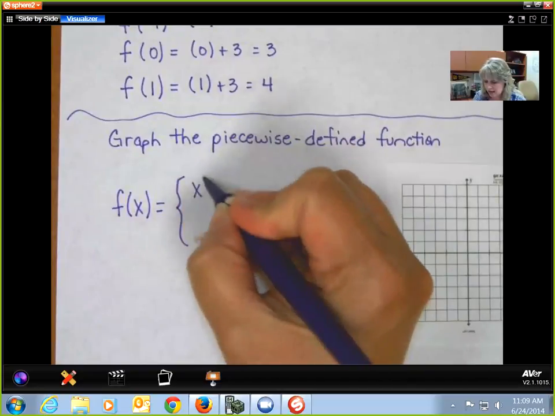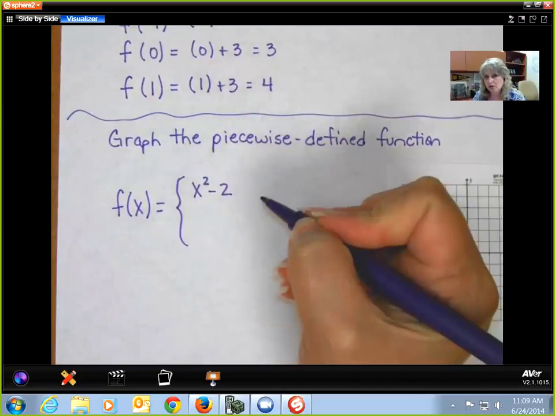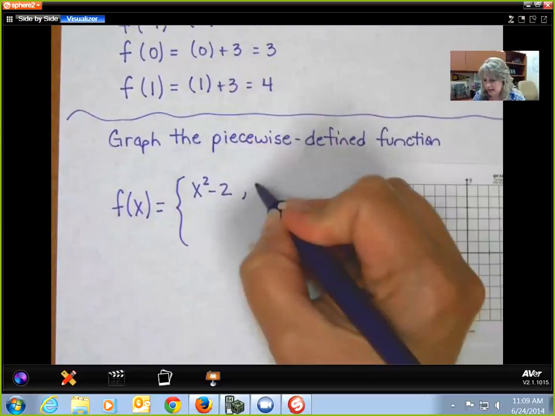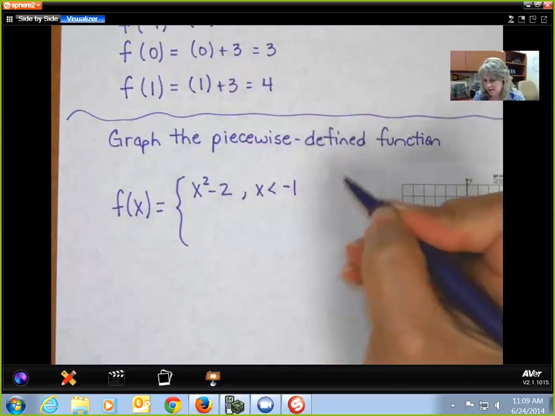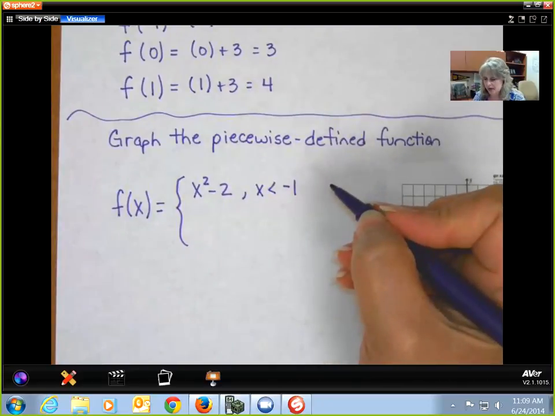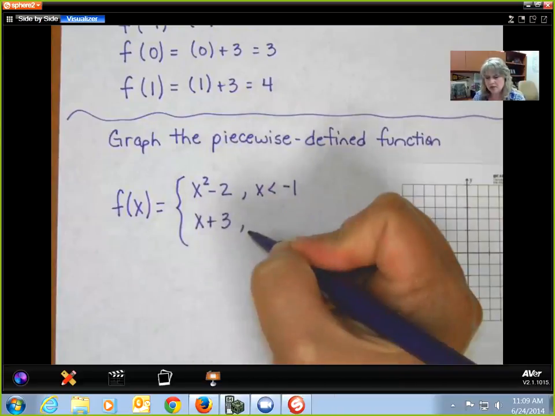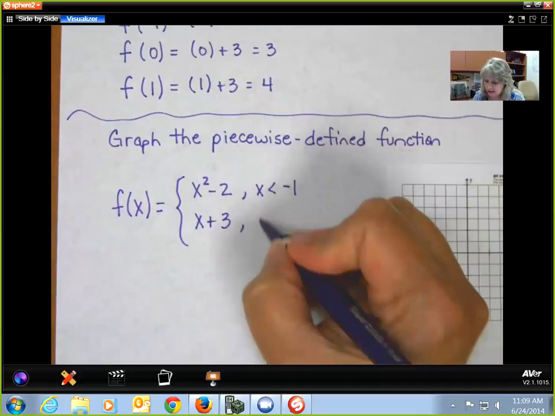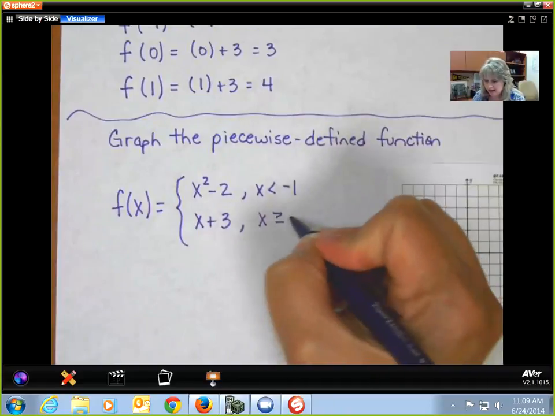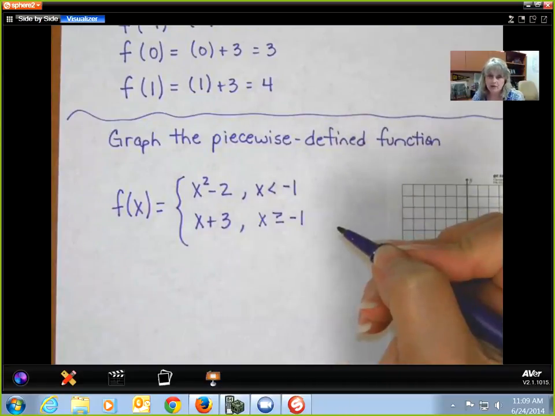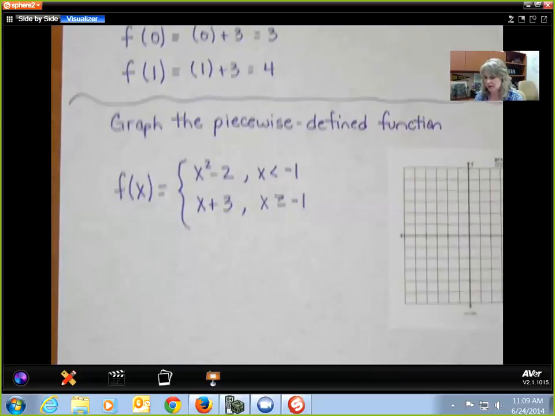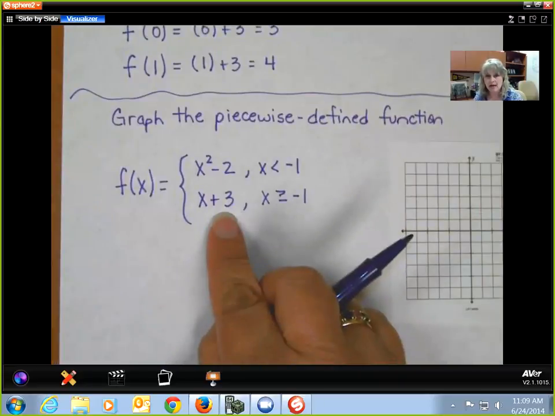The first one is x squared minus 2, but you use this piece when x is less than negative 1. And then we have the other equation, x plus 3, but you only use this equation when x is greater than or equal to negative 1. Okay, so what I suggest that you do for each equation, make its own table.